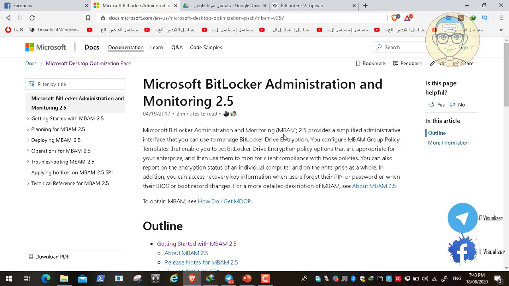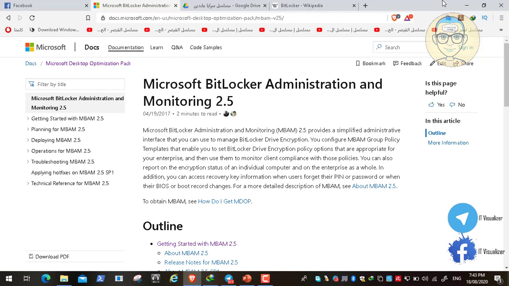This is a very useful tool. So in this lab, we will implement BitLocker on a wide scale in our domain environment, and we will use the Microsoft BitLocker Administration and Monitoring tool to help us monitor the status of BitLocker and to have more control on the implementation of BitLocker on a wide scale in our domain environment. This is a very useful tool. I recommend it for all. It's a free tool from Microsoft. I will show you all how we can use it and how we can benefit from its useful reports.